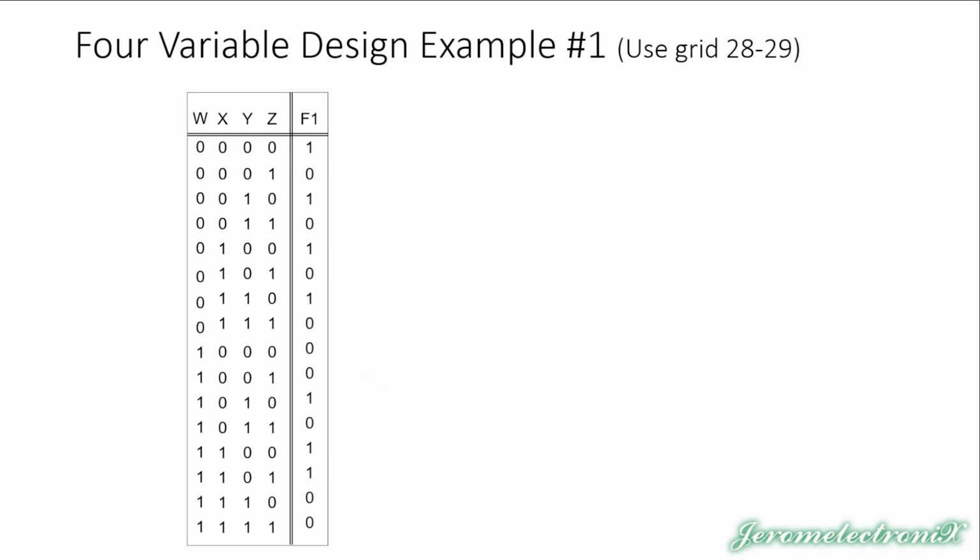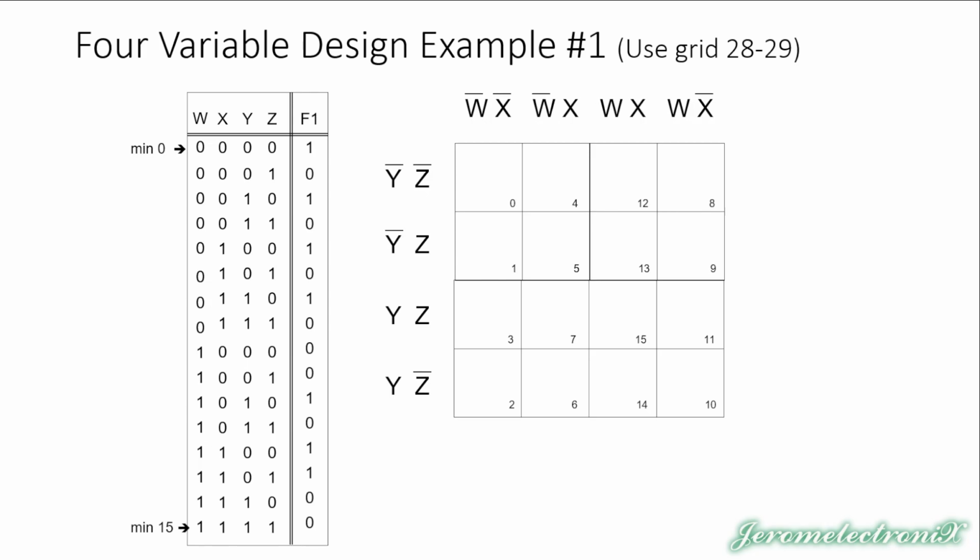Okay, this time we're going to do a 4-variable example. We're going to use grid 2829 for this. Hopefully you haven't written in that. It's got 16 min terms, and with those 16 min terms, we're going to populate the truth table. I'm just going to do it fast. There they are. And you want to quickly, if you haven't already done that, pause the video and put all the information into the K-map.